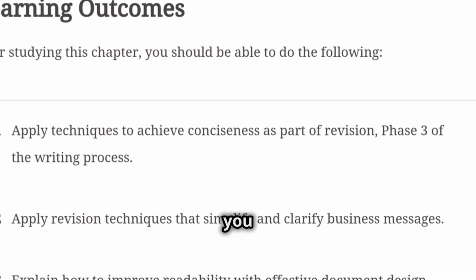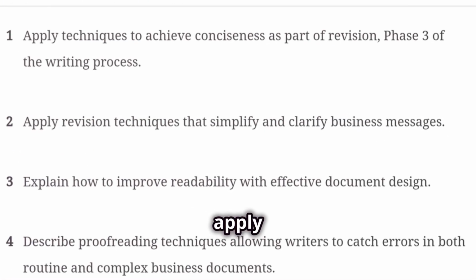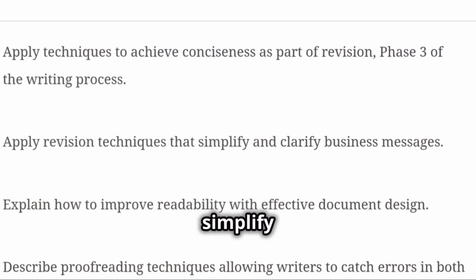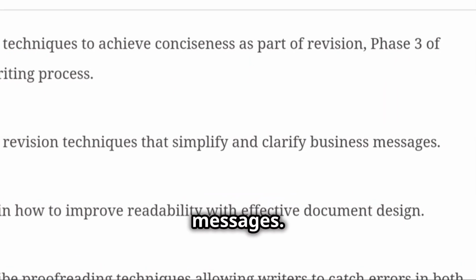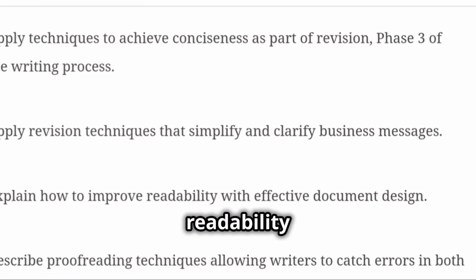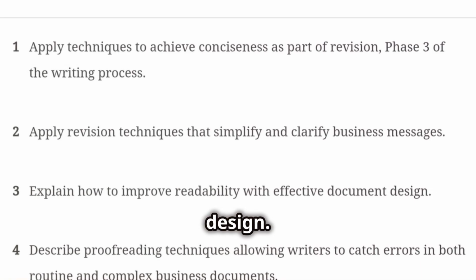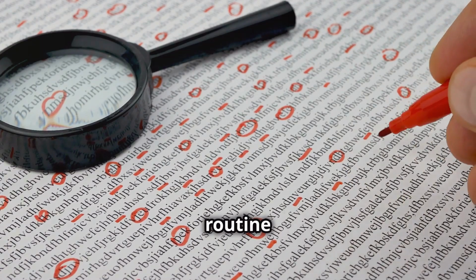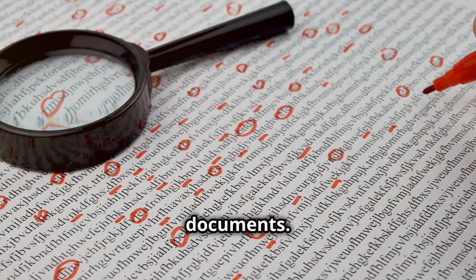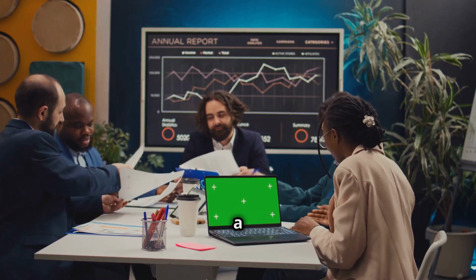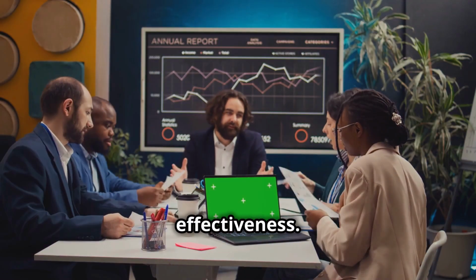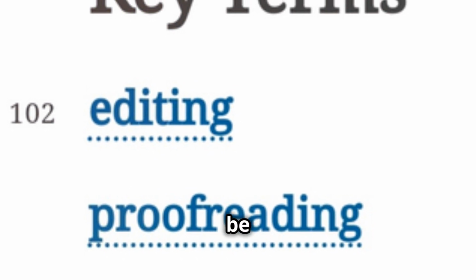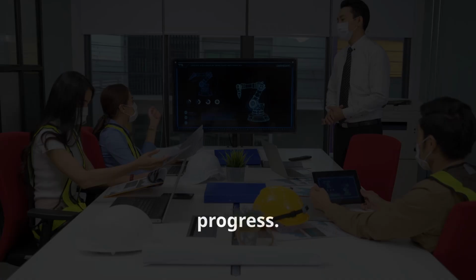By the end of this chapter, you should be able to do the following. 1. Apply techniques to achieve conciseness during revision. 2. Apply revision techniques that simplify and clarify business messages. 3. Explain how to improve readability with effective document design. 4. Describe proofreading techniques for routine and complex business documents. And 5. Analyze a business message to evaluate its effectiveness. As always, we won't go through all the key terms now, but be sure to take note of them as we progress.